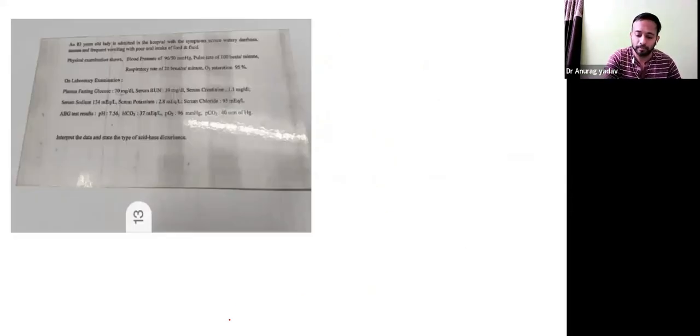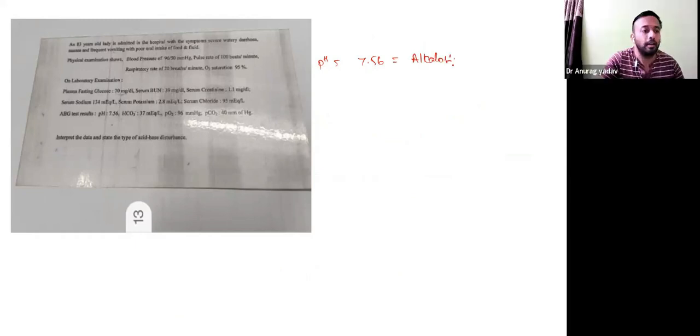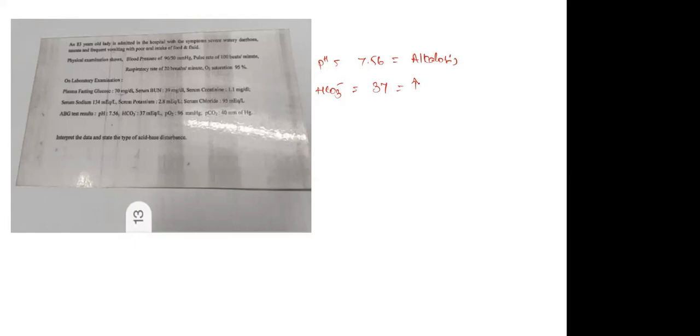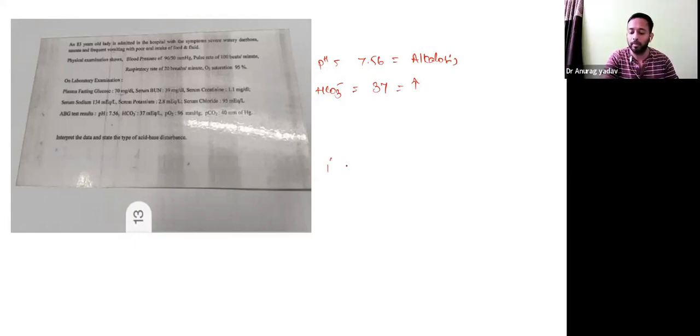Last one, the pH here in the case is 7.56. Now, is it high or low? Acidosis or alkalosis? Alkalosis. Yes, good. It is alkalosis. Now, in alkalosis, the second thing we have to see is the bicarbonate level. So it is around 37. Now, is it high or low? It is high. So bicarbonate high and alkalosis go hand in hand. So the primary defect is metabolic alkalosis.